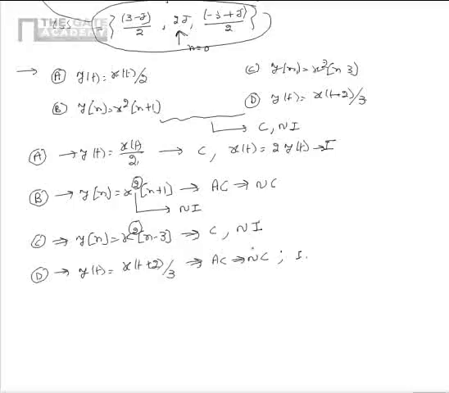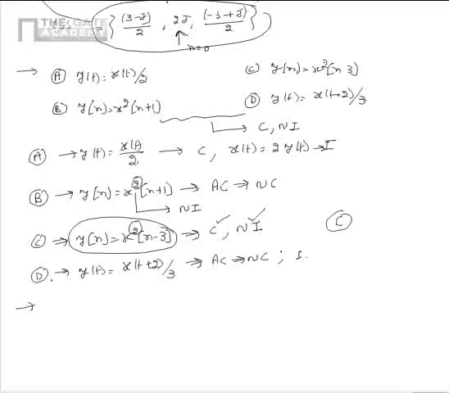From this we see that the system in option C, that is y of n is equal to x square of n minus 3, is causal and non-invertible as required. Hence, C is the correct option.